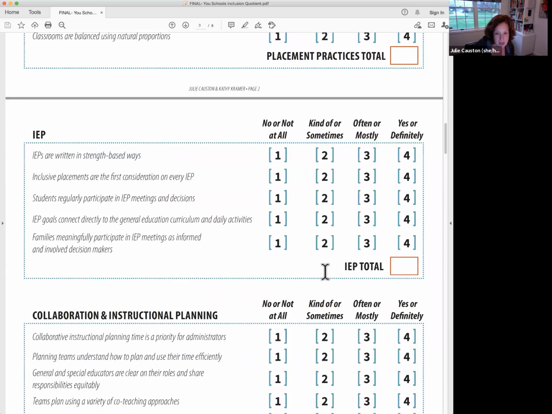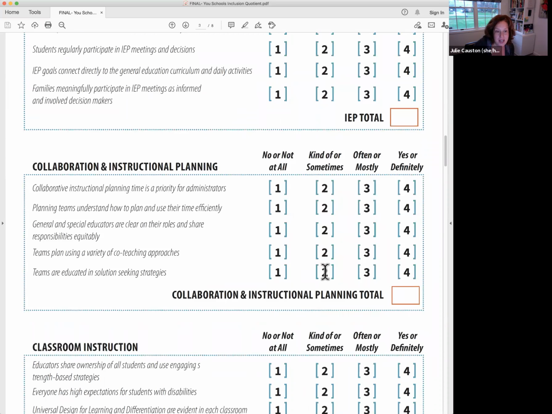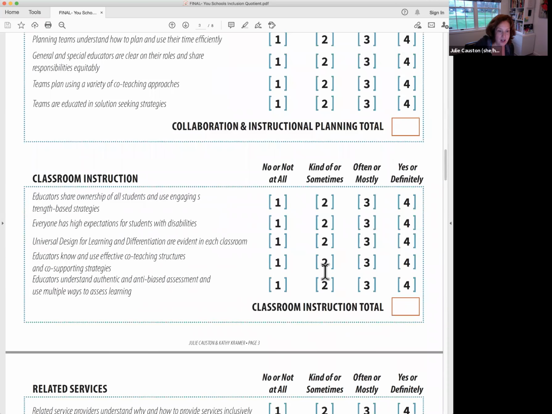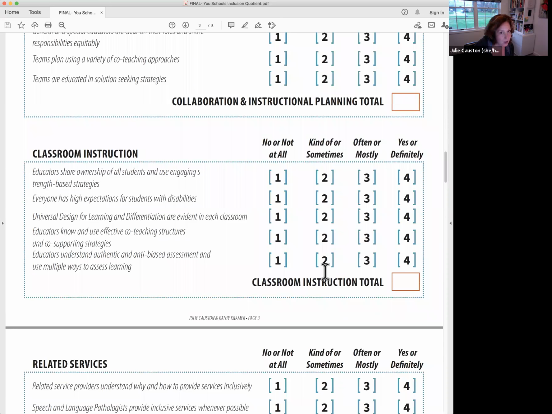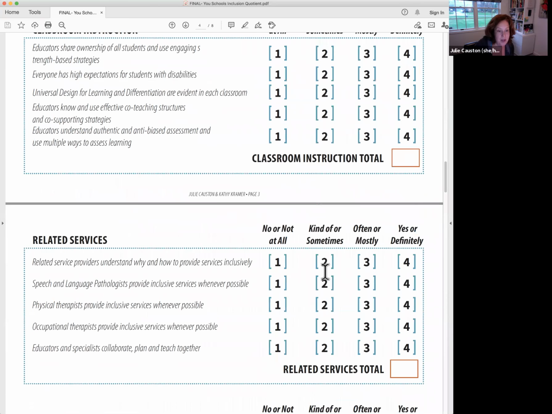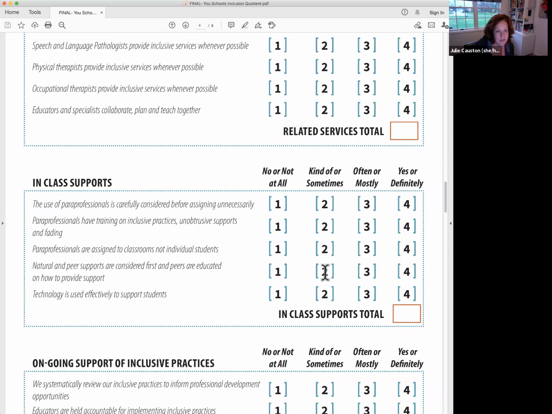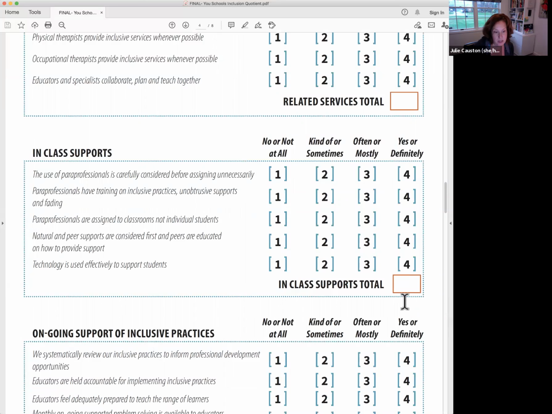Then we look at the IEP, and then the section called collaboration and instructional planning. Then the section called classroom instruction, really taking a close look at what's happening in the classroom. Then we have a whole section on provision of related services, and then in-class support. I'll give another example. In-class supports: paraprofessionals are assigned to classrooms, not to individual students. That's a best practice, so you'd give yourself a 4 if that was happening in your school system.